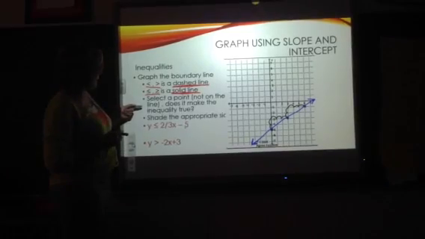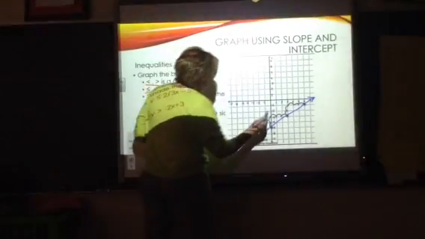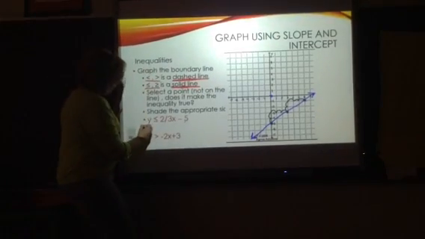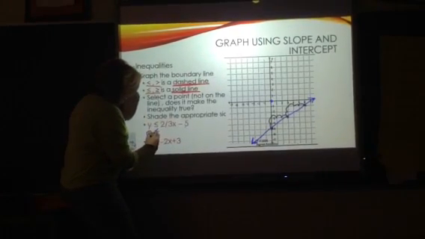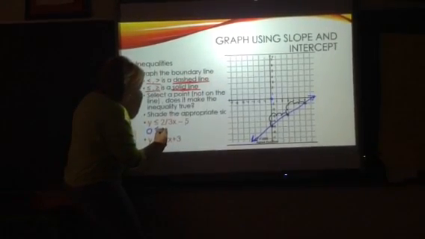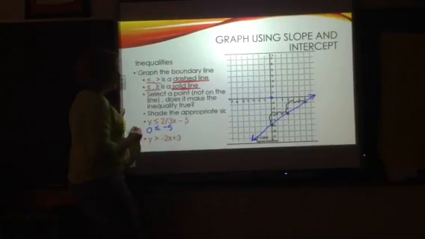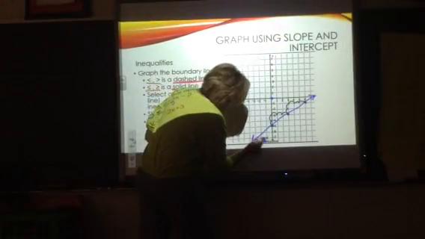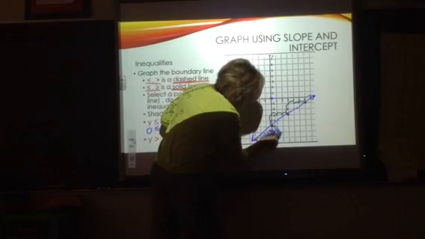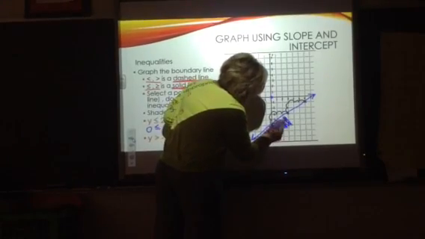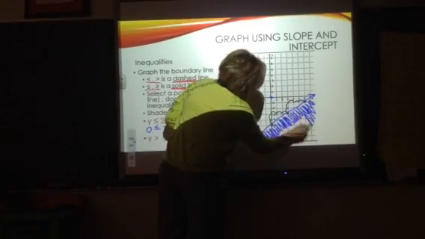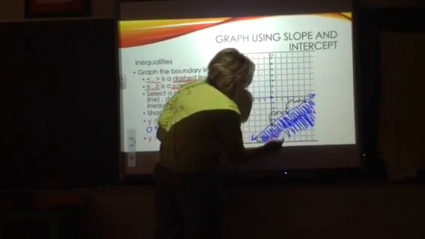And then I'm going to select a point that is not on the line. So I'm going to select the point 0, 0. It's not on the line. And I need to see if it makes this inequality true. So is 0 less than or equal to -5? Well, 0 is greater than -5. So I'm actually going to shade on this side of my boundary line. I'm going to shade opposite of my test point because my test point does not make it true.